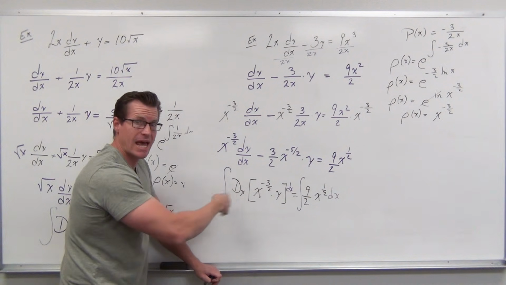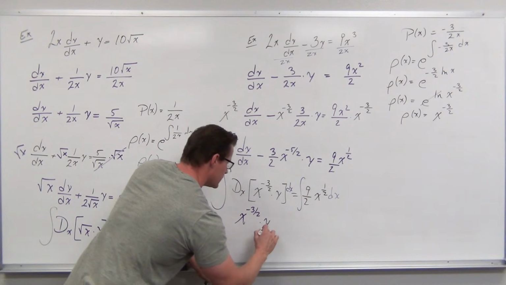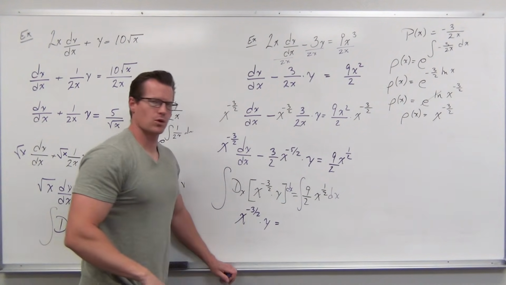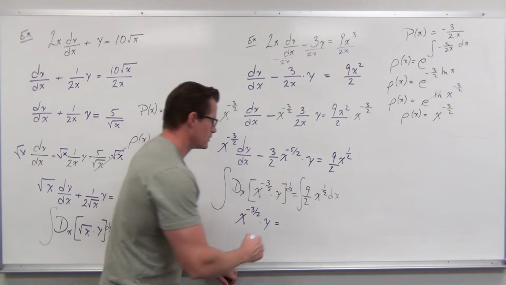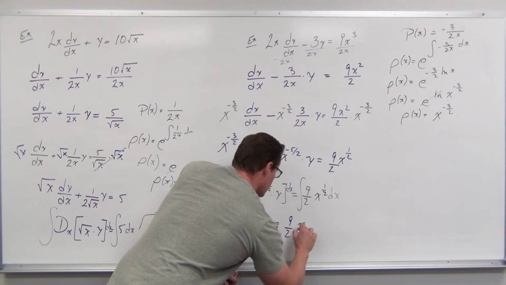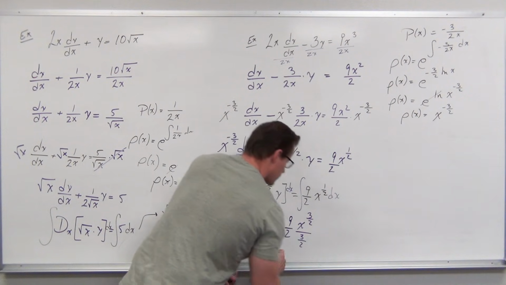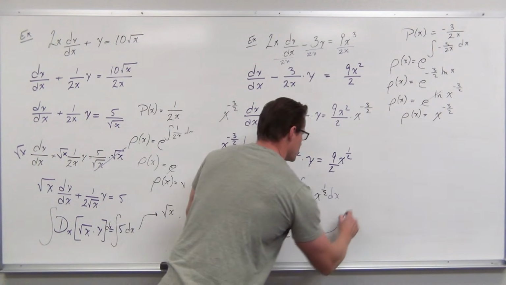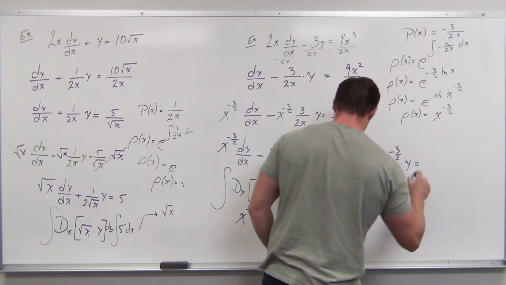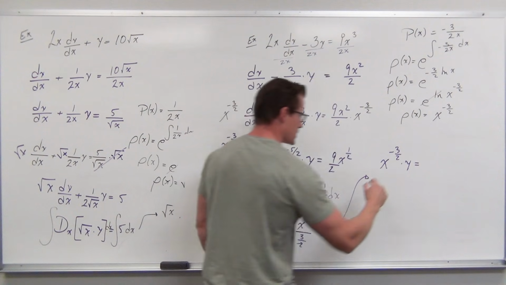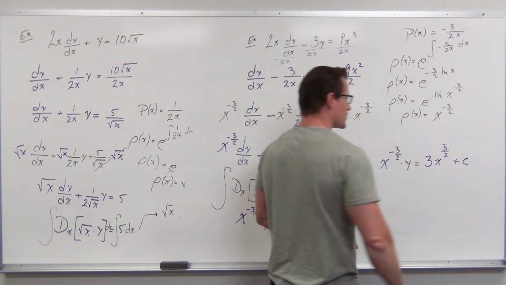On the left-hand side, nothing happens. You're undoing a derivative with the integral. You get x to the negative 3/2 y. On the right-hand side, a little bit more work. That's where most of your work is going to come from here. Let's see, we add one, so x to the 3/2 over 3/2, that's going to give us 3. Right-hand side, 2's are gone, 9 divided by 3 is 3. Don't forget that plus c.